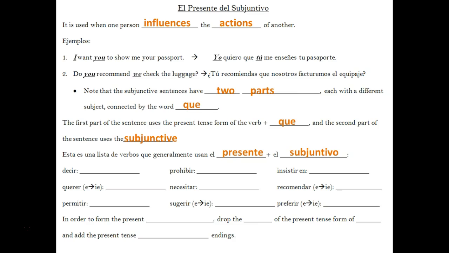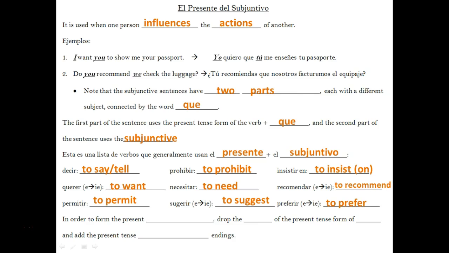Esta es una lista de verbos que generalmente usan el presente subjuntivo. This list are called trigger verbs. If you see them, you have to follow them by the word que. Decir, querer, permitir, prohibir, necesitar, sugerir, insistir, recomendar, preferir.